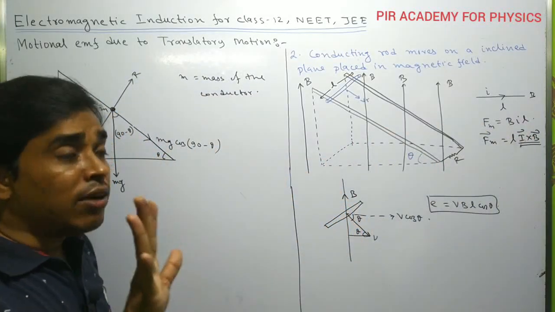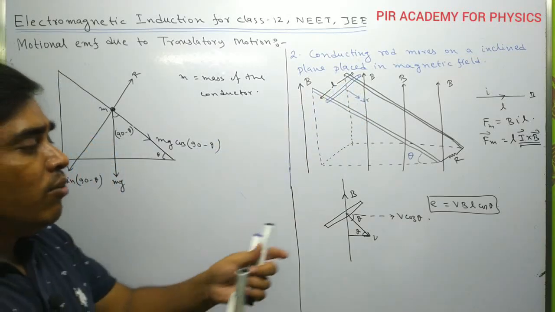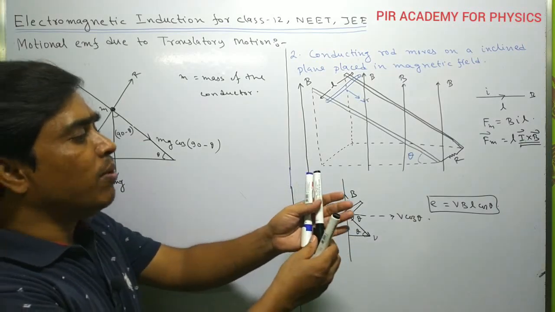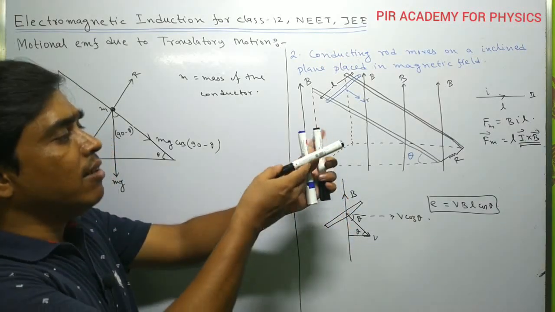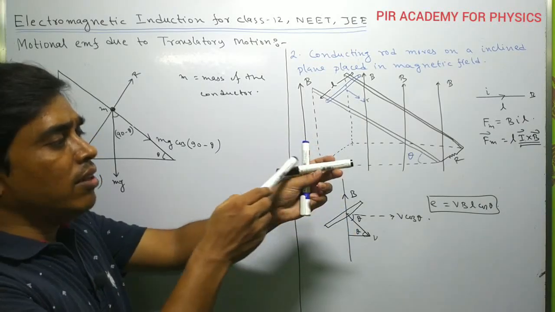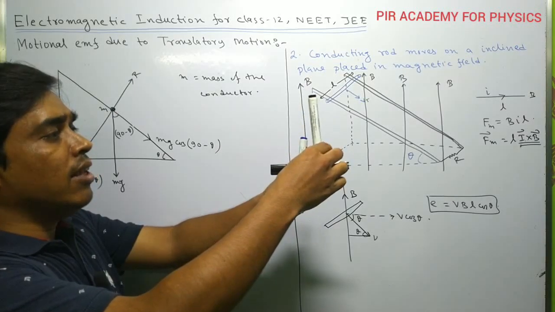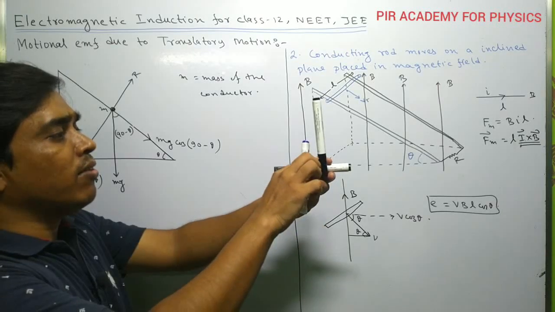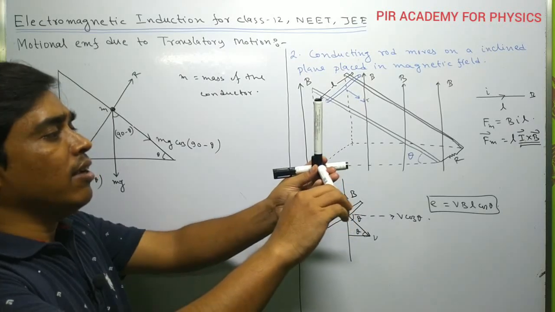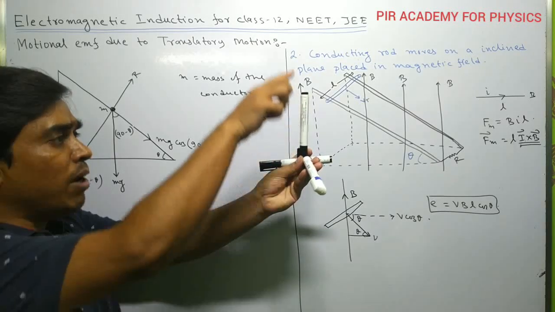So you have to find out the direction of I, the direction of the induced current. Here in this you have to find out the direction of electron. This is the length of the conductor, and this is the magnetic field. The velocity of this conductor is along this direction. This is the velocity of this conductor, and this is the direction of the magnetic field.